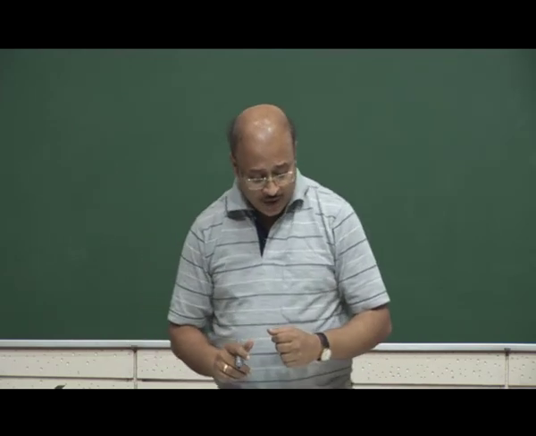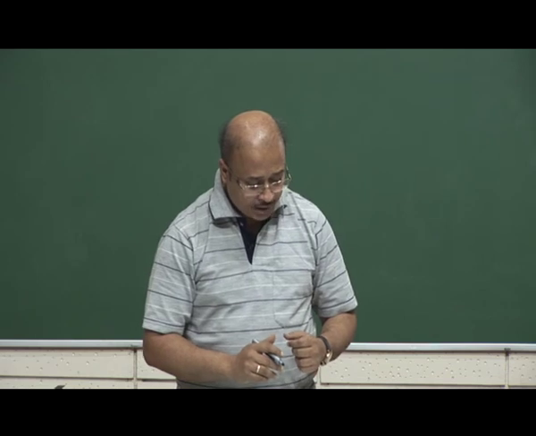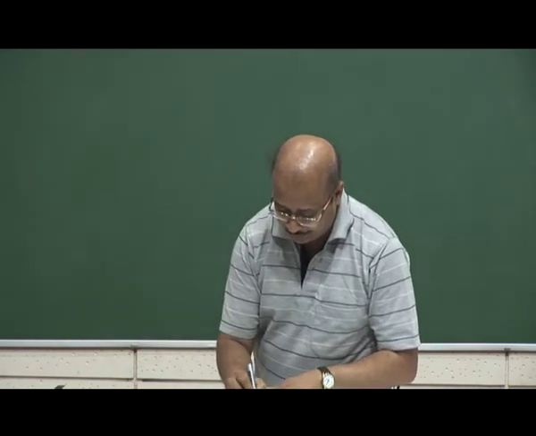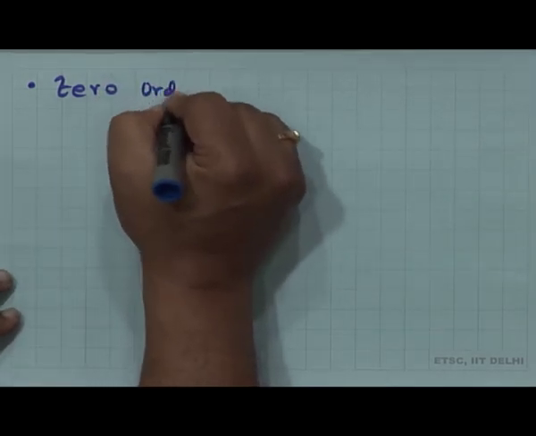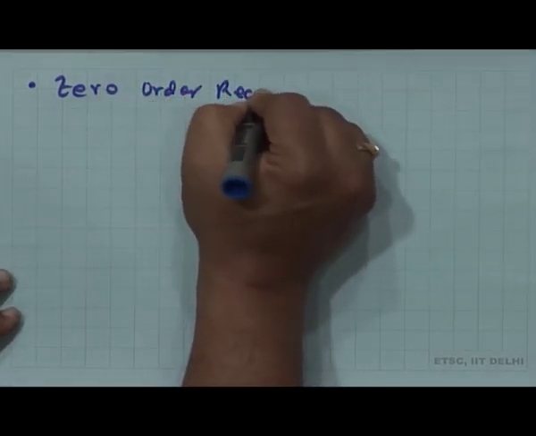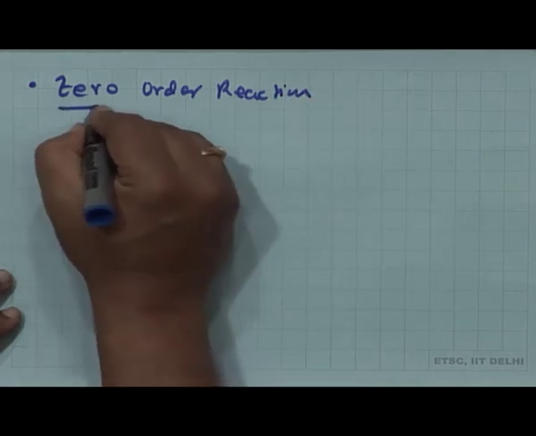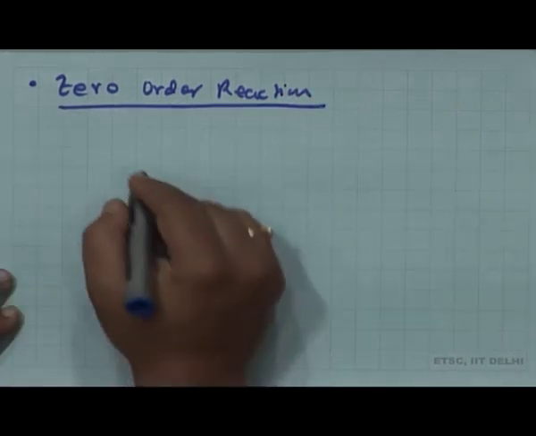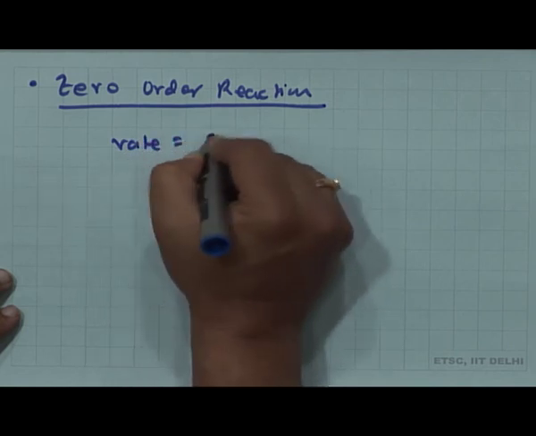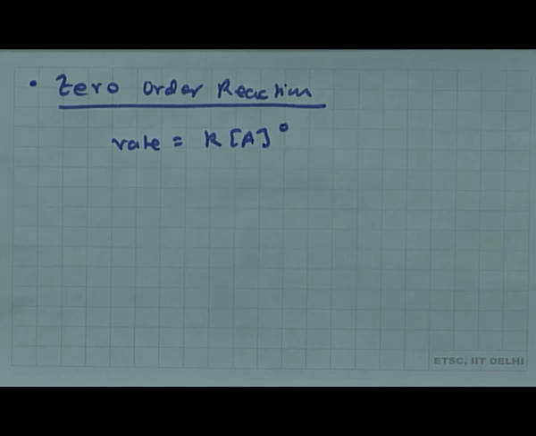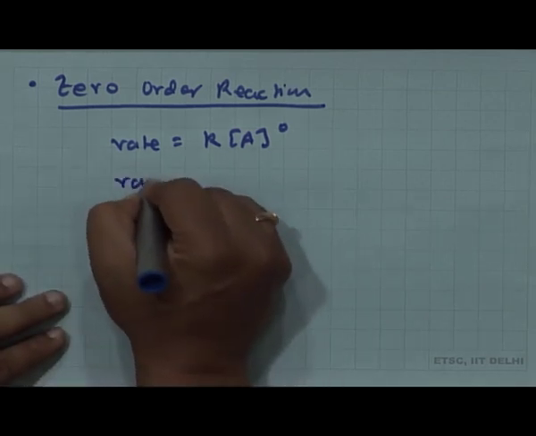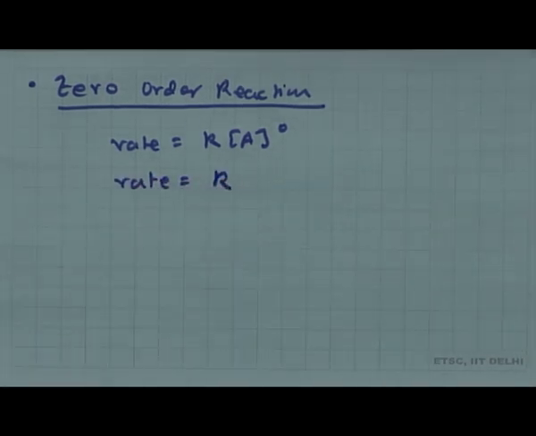So, carrying on with the same concept, if I go for a zero order reaction, as we have seen before, rate is equal to K A raised to the power 0, right. Now, because anything raised to the power 0 is equal to 1, I can write rate is equal to K.